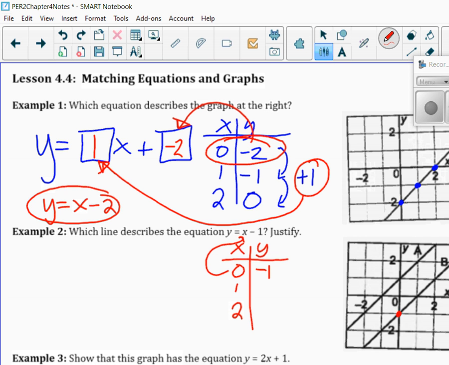Oh, there it is plotted. So you can see already it looks like it's line B. But just to be safe, we're going to put 1 in for x, and 1 minus 1 is 0. So 1, 0. So I can be pretty clear that this is line B. You can circle it, whatever you want to do.